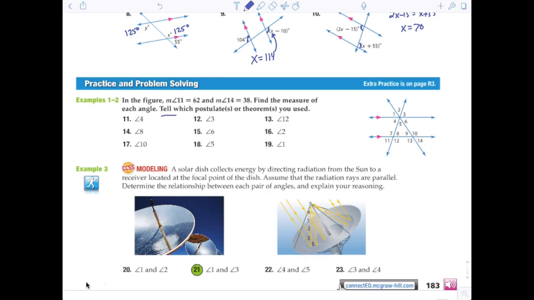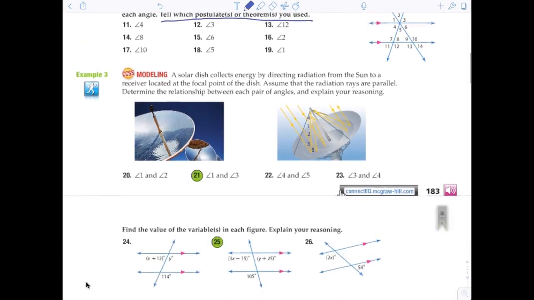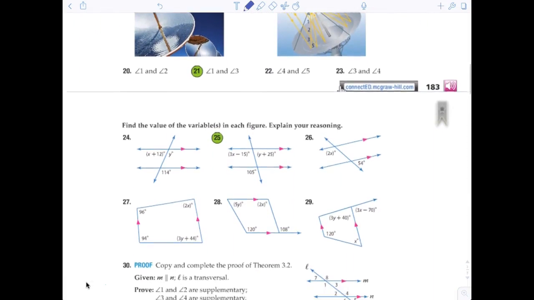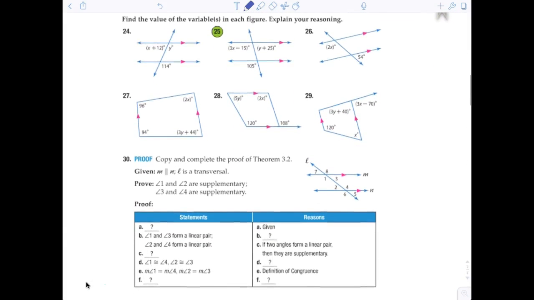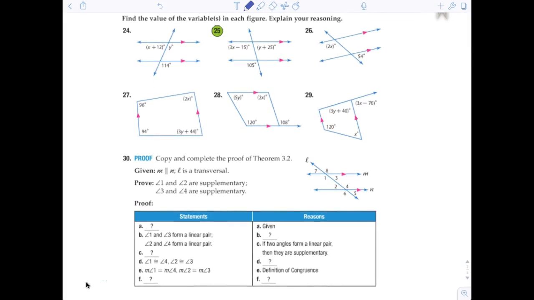Do I really care about the postulates or theorems? No. So let's just move forward on this. Nothing difficult. All right, let's jump on 27 for a quick second. All right, let's look at 27.